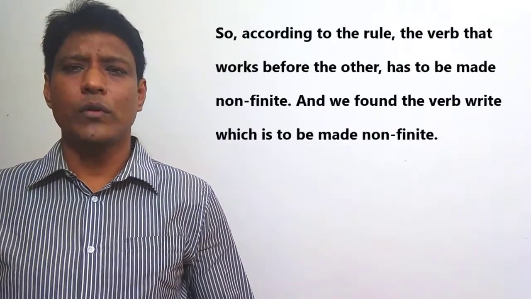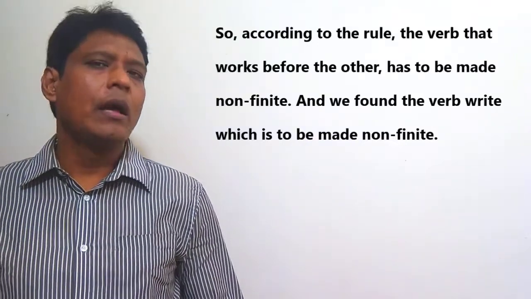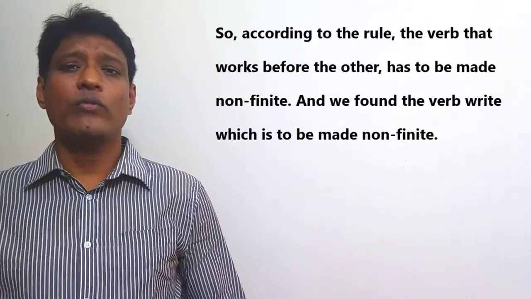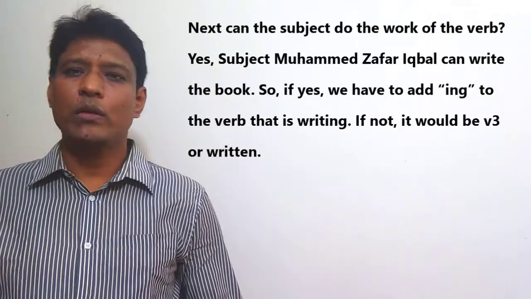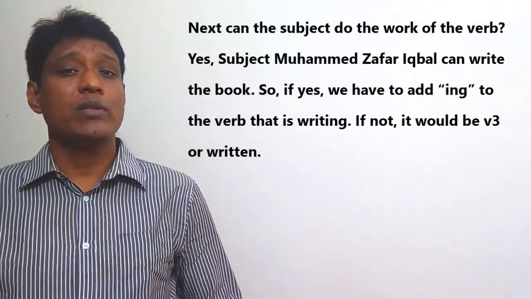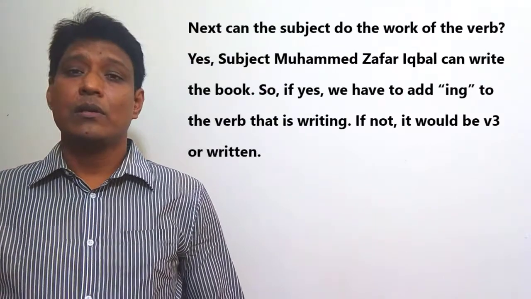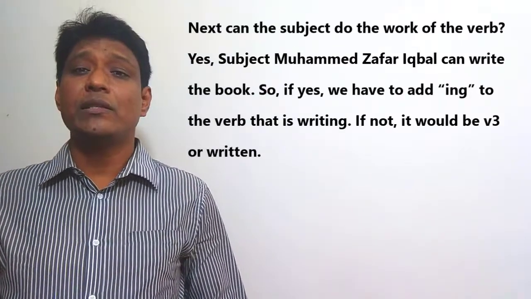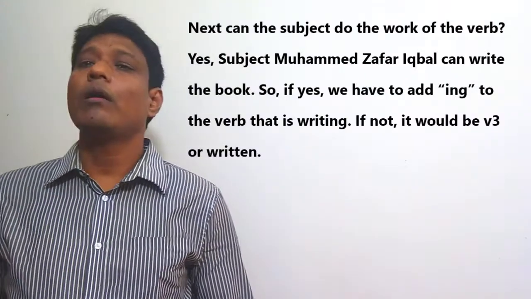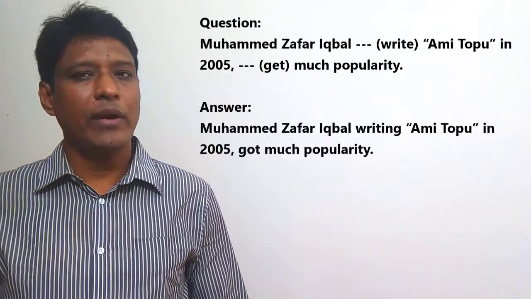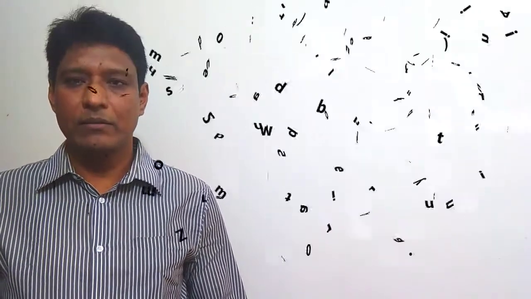So according to the rule, the verb that works before the other has to be made non-finite, and we found the verb write, which is to be made non-finite. Next, can the subject do the work of the verb? Yes, subject Muhammad Jafar Iqbal can write the book. So, if yes, we have to add ing to the verb, that is writing. If not, it would be V3 or written. So the correct answer is Muhammad Jafar Iqbal writing Ami Topu in 2005 got much popularity.